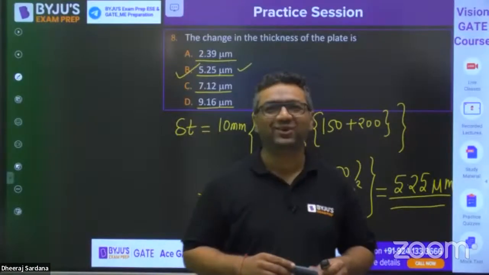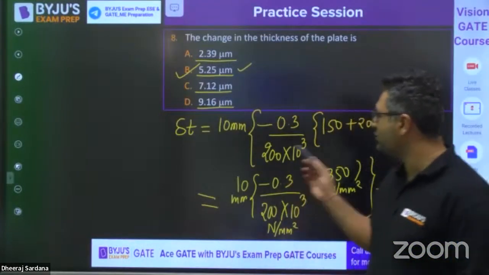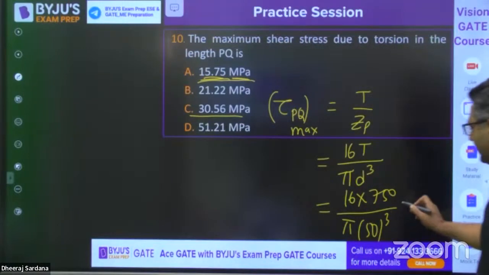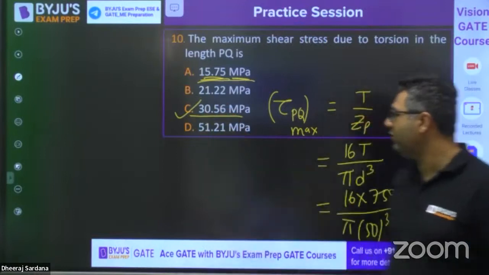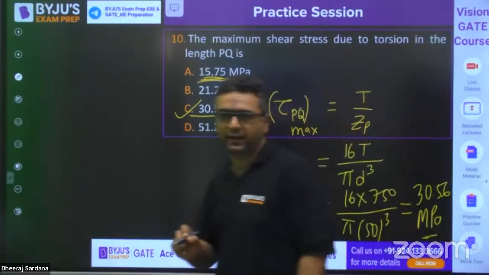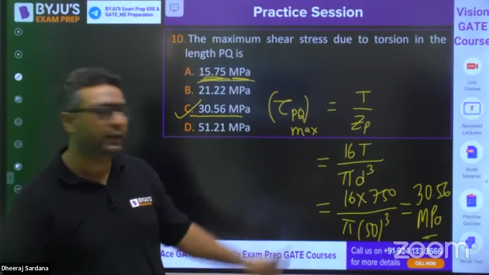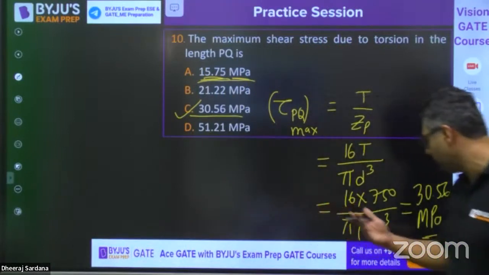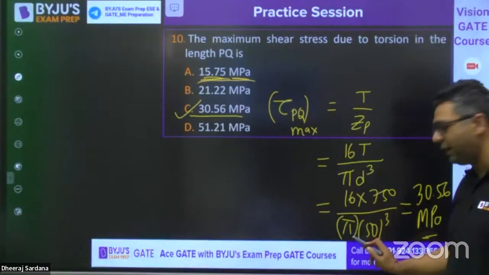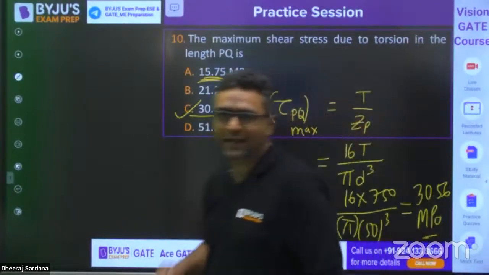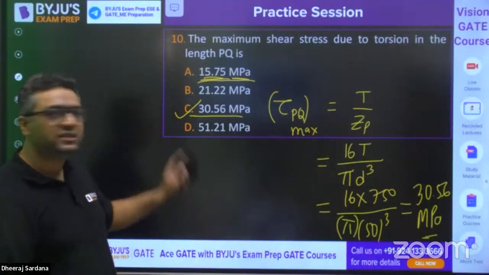Fine, guys. First of all, this question, as we were having a problem with the calculation, I have rechecked it. The answer is C only, 30.56, which I was saying. I feel there was a calculation mistake. So 30.56 MPa is correct. The mistake in the calculation was that you were not dividing by pi, because it is pi d cube by 16. Without pi you were getting answer A. So the answer will be C for this.